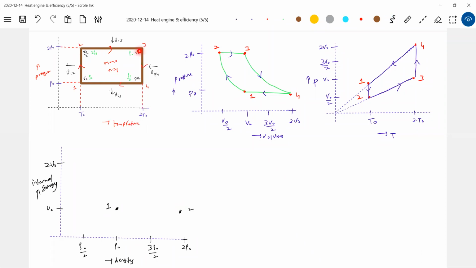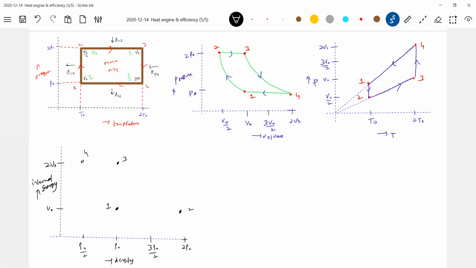Okay, come for this. Temperature 2 T naught, so this will be 2 U naught and density will be rho naught. So the point has to be here. So point 4 is rho naught by 2 and 2 U naught. Okay, we have points like this.